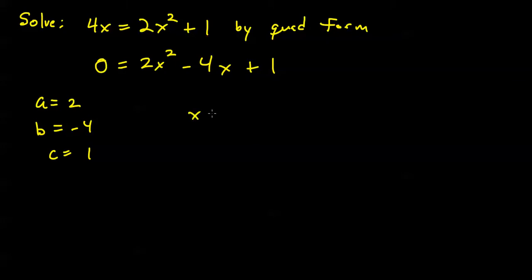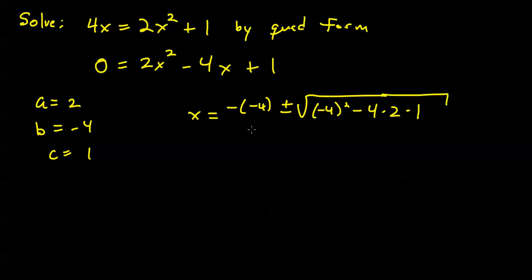So I'll go ahead and make my substitutions. X equals minus B, be careful with those signs, plus or minus the square root of B squared minus 4 times A times C, all over 2 times A.